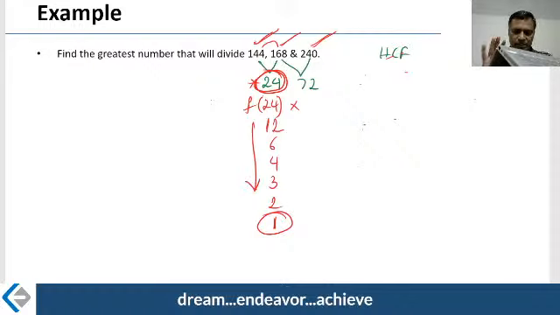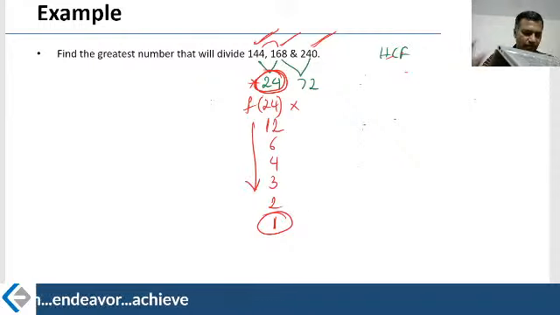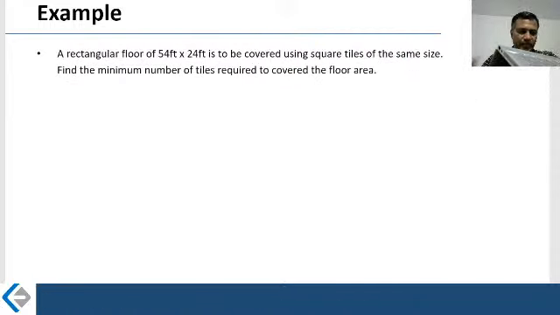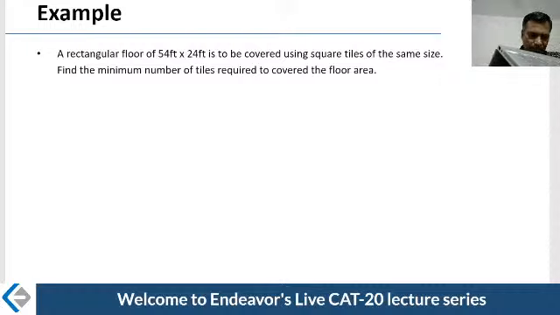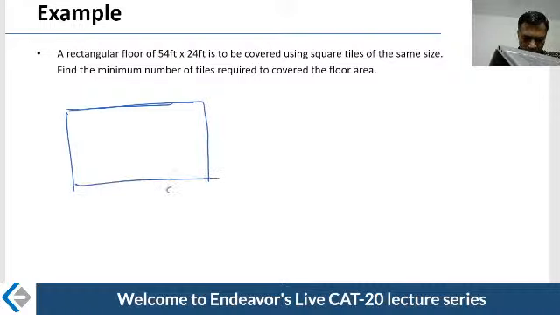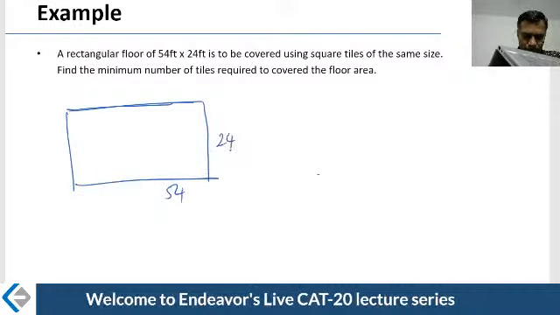Now this question was just nothing but find the HCF. I have taken this question just to illustrate other ways and means to find the HCF. Right now, here we go. There is a rectangular floor. The person has a rectangular floor of dimension 54 by 24, something like this, right? If this is 54 feet, this is 24 feet.